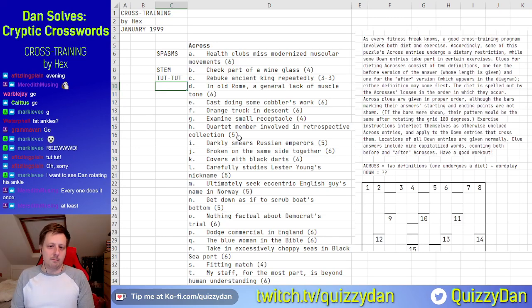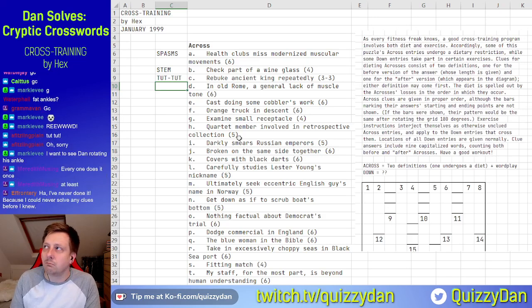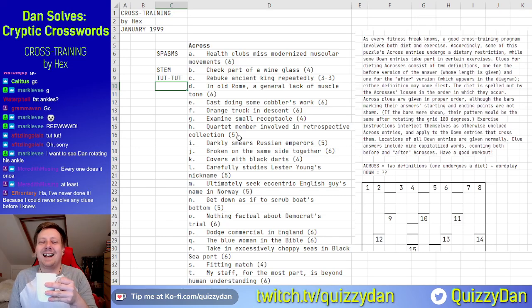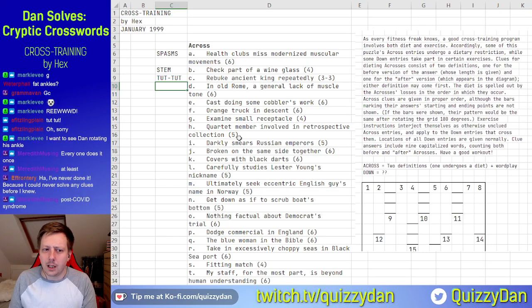In old Rome, a general lack of muscle tone. It's a good surface, whatever it is, whether it's normal or not. In old Rome, a general. So is this an old Roman general? Lack of muscle tone, flabbiness. In old Rome, a general lack of muscle tone. Almost a rhyming clue. Post-COVID syndrome, yeah. A general lack of muscle tone.